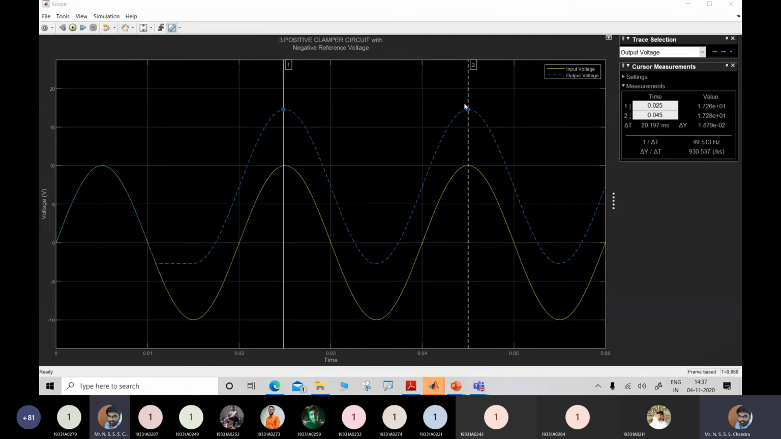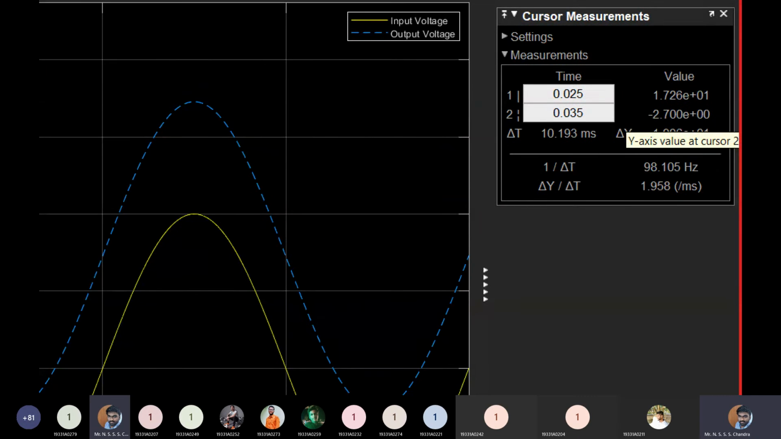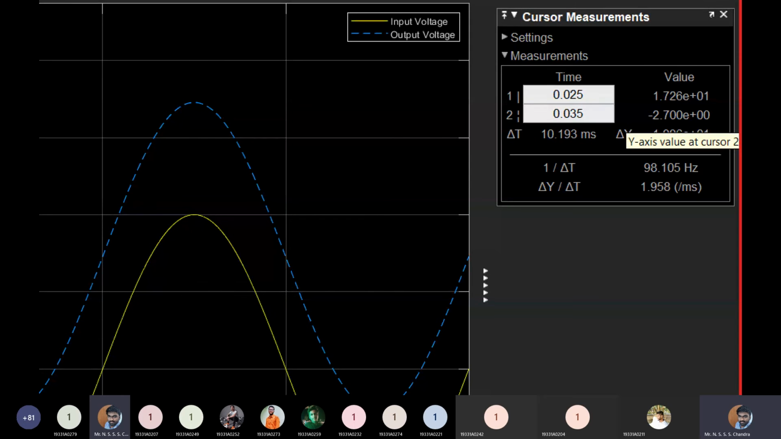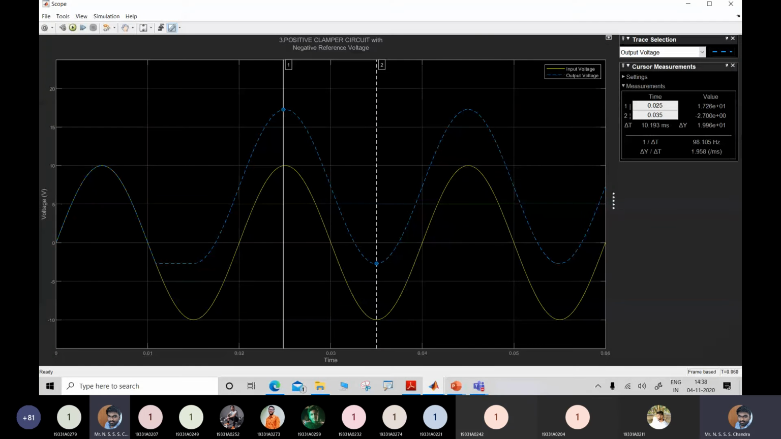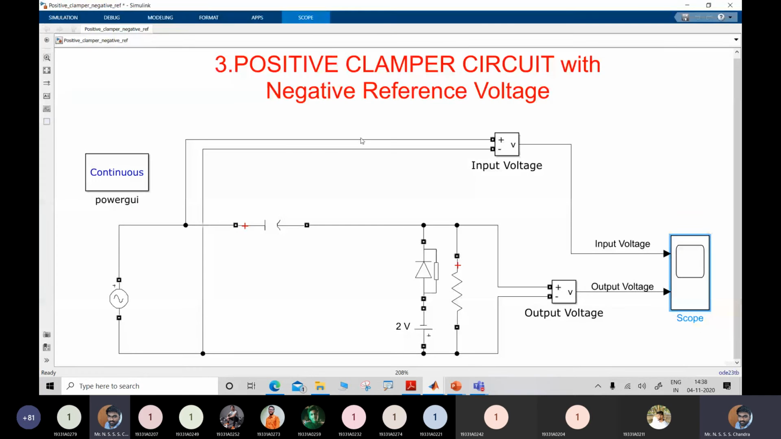Let us check the negative peak also. Its negative peak should be somewhere around minus 10 plus 7.3, so around minus 2.7. Can you see that here? What negative peak are you observing at 0.035 seconds? Minus 2.7, right? Okay, so whatever we have told is working, for this positive clamper.